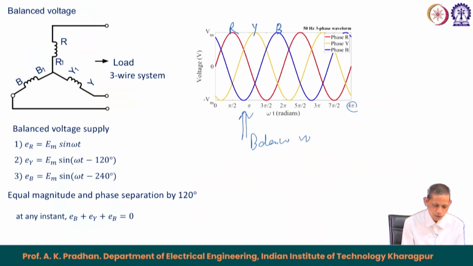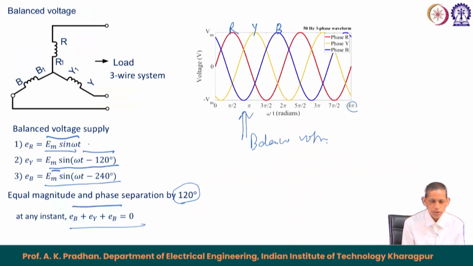In the balanced voltage, we express the voltages as Em sin omega t, Em sin omega t minus 120 and Em sin omega t minus 240, all having 120 degree separation, and the sum Er plus Ey plus Eb equals 0. That implies that the system is balanced: magnitude same, angle 120 degree. So, this is called the balanced voltage supply system.